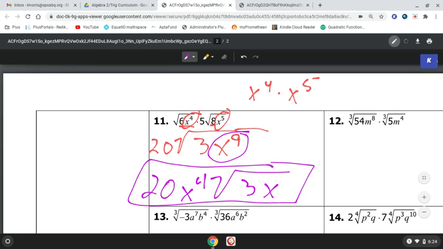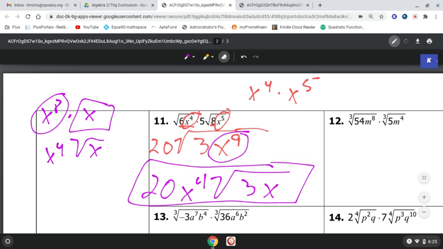Another way you could look at this is some people would say, okay, x to the 8th times x is the same thing as x to the ninth, and there's 4 groups that can be taken out. If we were to group x to the 8th in groups of 2, we can take out x to the 4th, and then that x would just remain inside of our radical. So that's another way to look at it.